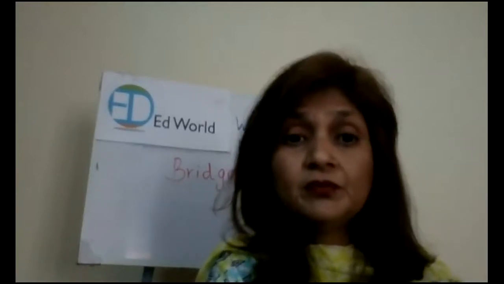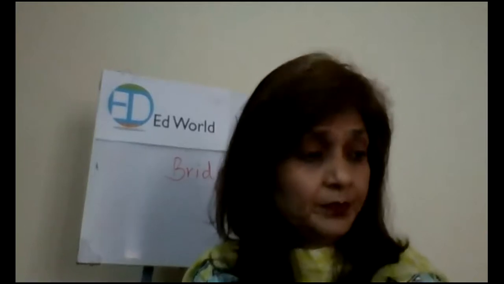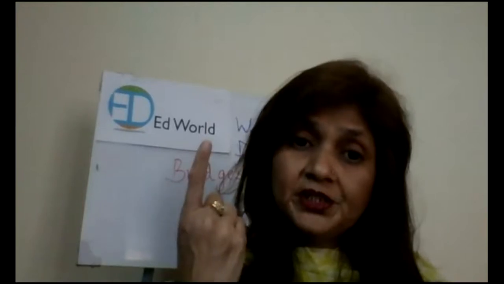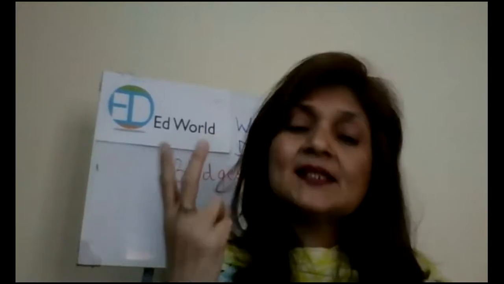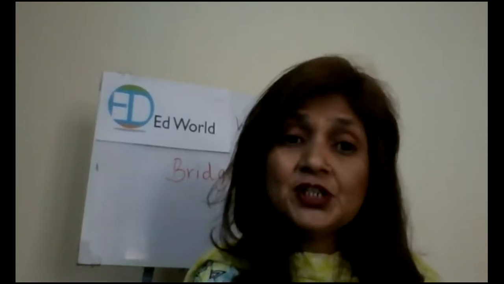So we have learned about three different types of bridges. What are the three types of bridges? Arch bridge, beam bridge, and suspension bridge. These are the three types of bridges. Now, what were some of the earliest bridges called? They were called beam bridges. The earliest bridges were called beam bridges, correct.